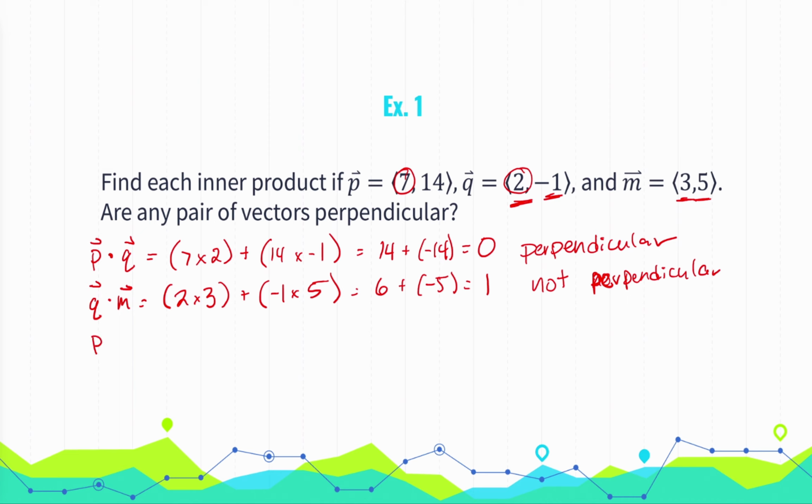And then if we do P dot M, multiply 7 times 3, multiply 14 times 5, that's 21 plus 70 is 91, which is not 0, which means these are also not perpendicular.